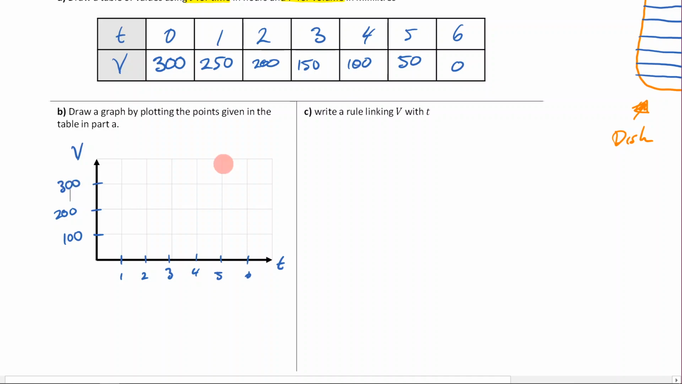Then I put my points in. So I've got 0 and 300. So when t is 0, this is 300. When I've got 1, I've got 250. When I've got 2, I've got 200. When I've got 3, I've got this. When I've got 4, I've got 100. When I've got 5, I've got 50. And when I've got 6, I've got that. So that is what my graph looks like.